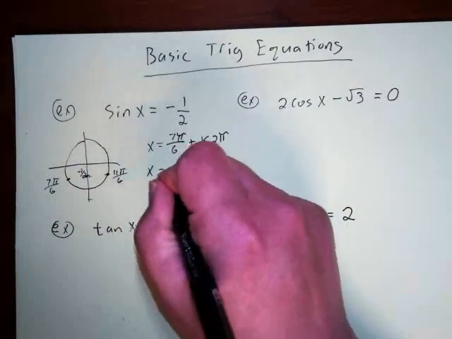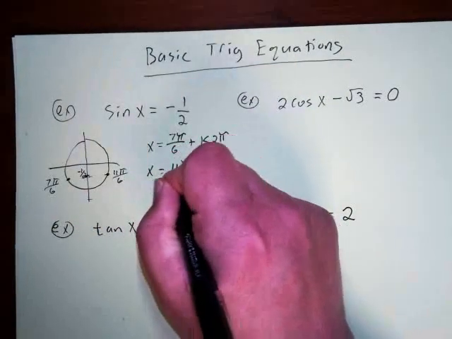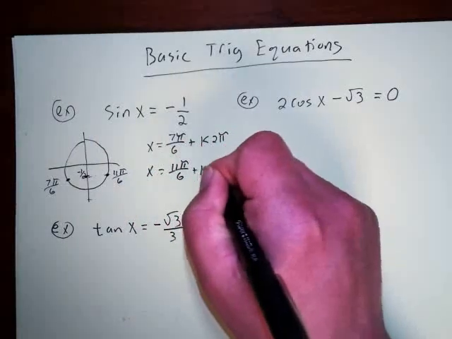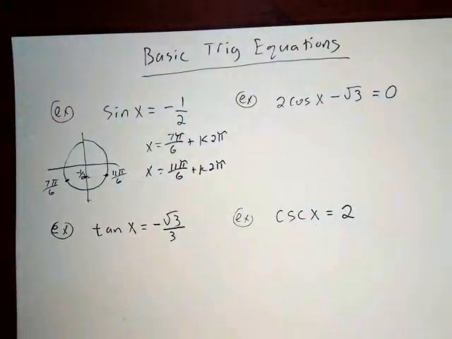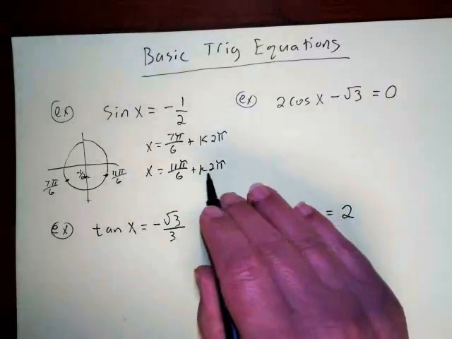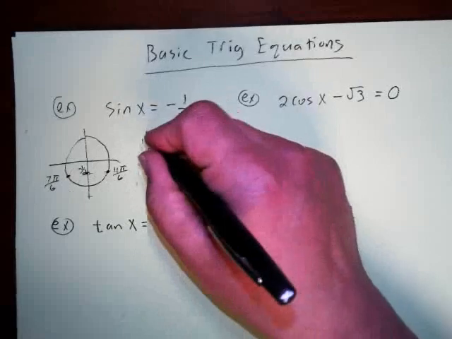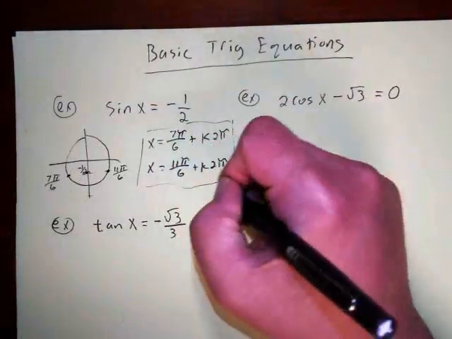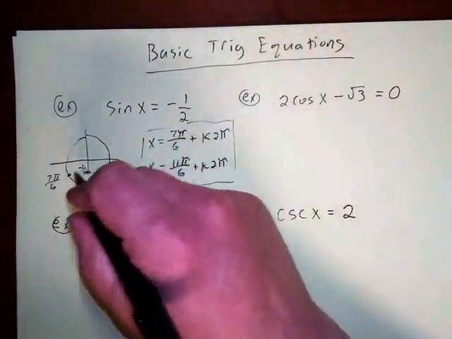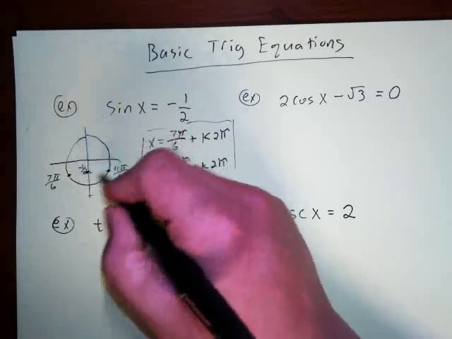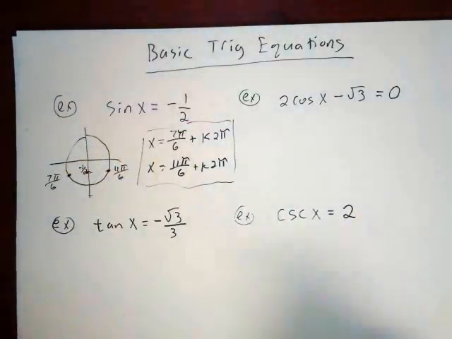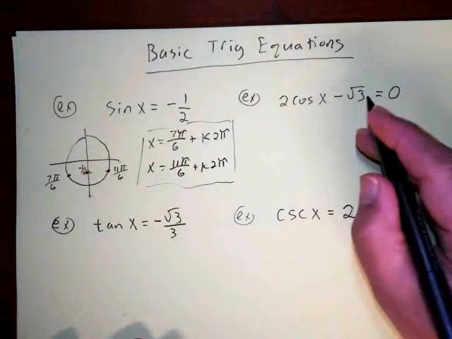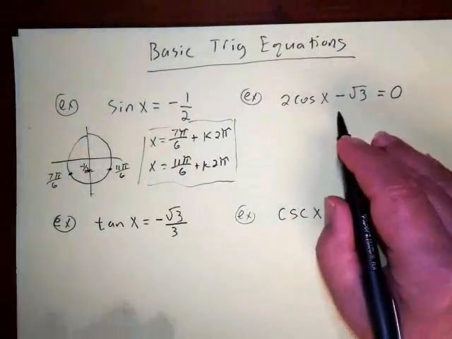And for this one, I'll do the same thing: plus k times 2 pi. So it would have all the multiples of 2 pi, and this would be all the solutions, an infinite number. But you have to have both of these angles. One would be all the rotations that land here, the other would be all the rotations that land there. Now this is a basic trig equation.